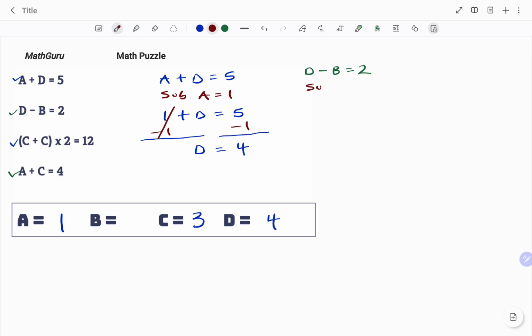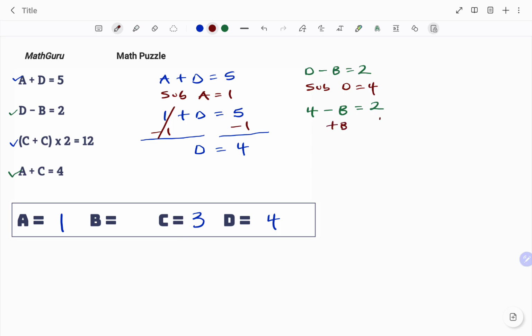So now I'm going to substitute my d equals 4 into my equation. So that will be 4 minus b equals 2. Now, note that the value of b here is negative. To make that positive, I'm going to add b to both sides, meaning I'm moving my b from my left to my right. And once it crosses the equal sign, the sign changes. So therefore, I have plus b on both sides.